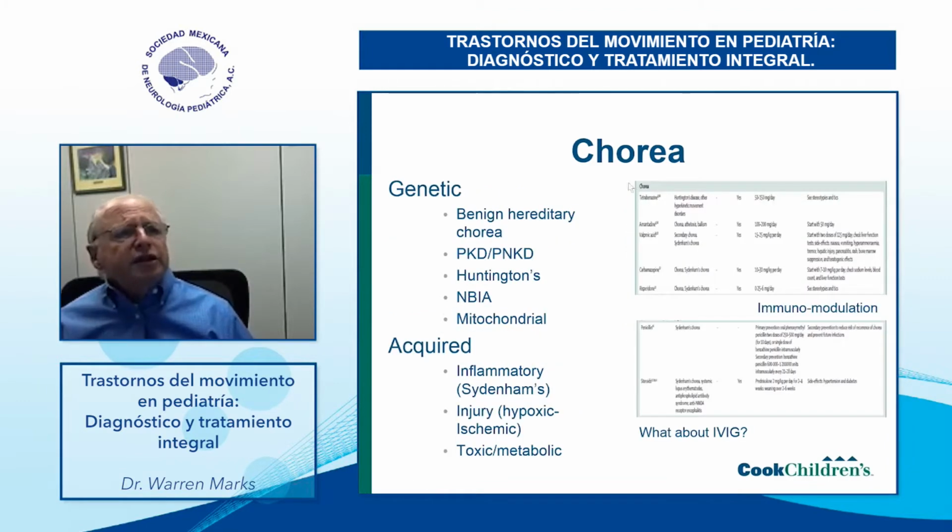So from the genetic standpoint, you can have benign hereditary chorea. Paroxysmal dystonias can have chorea associated with them. Obviously, Huntington's in older children and adults. Huntington's in children does not present with chorea. It typically presents in a Parkinsonian fashion.